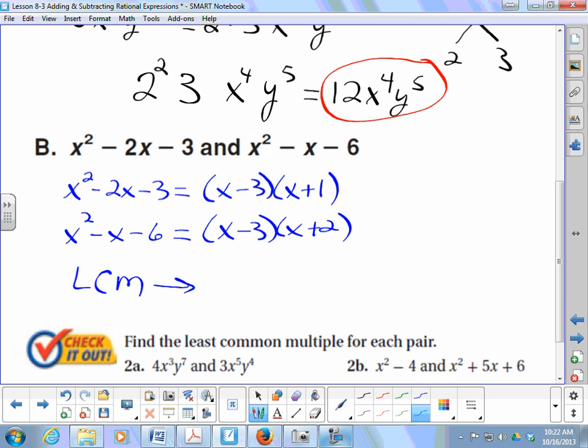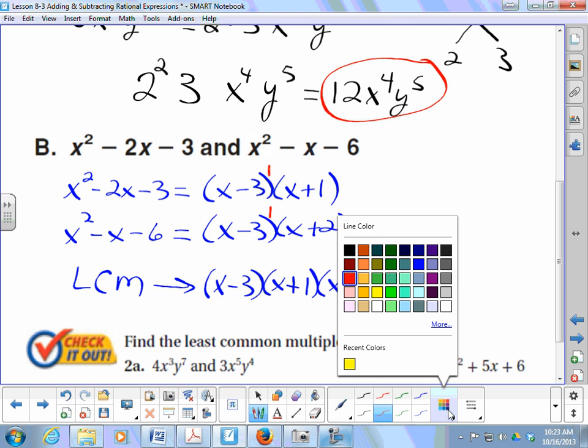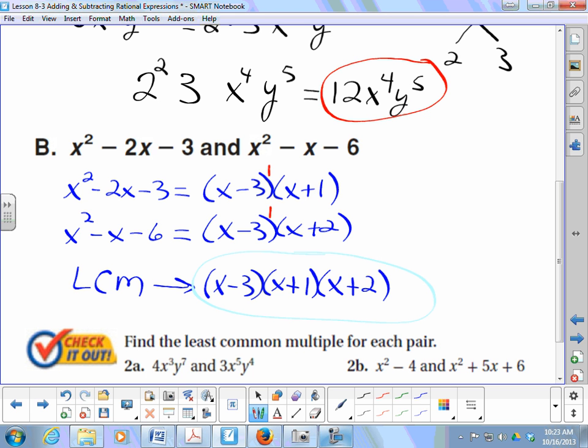Jessica, how many different factors are there up here? How many different factors are there? There are 3 different factors, so I'm going to list them all. X minus 3, x plus 1, and x plus 2. So I look at x minus 3. What's the greatest power of x minus 3? 1, because both of these are to the first power, right? Okay. What's the greatest power of x plus 1? What's the greatest power of x plus 2? There's my answer.